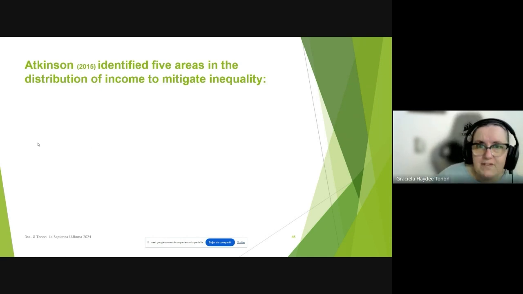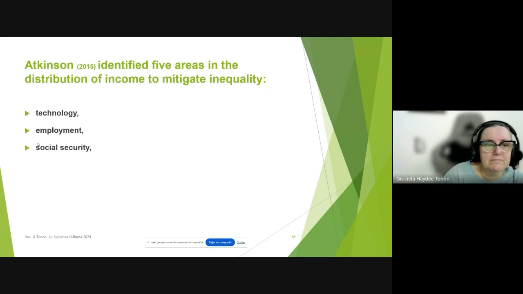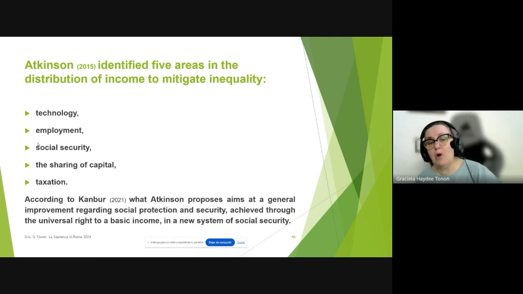So Atkinson identified five ideas in the distribution of income to mitigate inequality: technology, employment, social security, the sharing of capital, and taxation. And according to Cambur, what Atkinson proposes aims at a general improvement regarding social protection and security, achieved through the universal right to a basic income in a new system of social security. So these two authors particularly put the concept of social security in the scene.